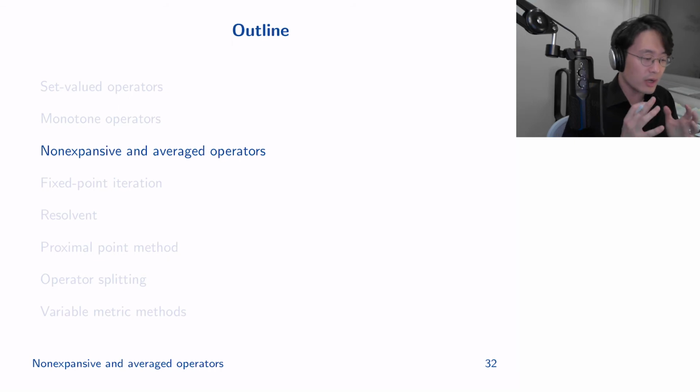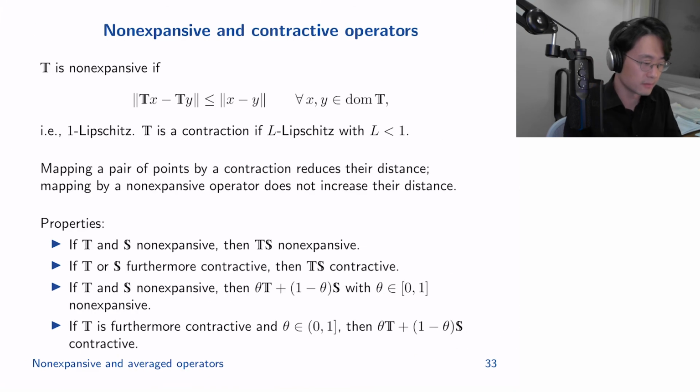Okay, so we have now covered the background material of set-valued operators and monotone operators. Now let's move on to discussing methods to find zeros of these operators. Let's discuss the notion of non-expansive and contractive operators.